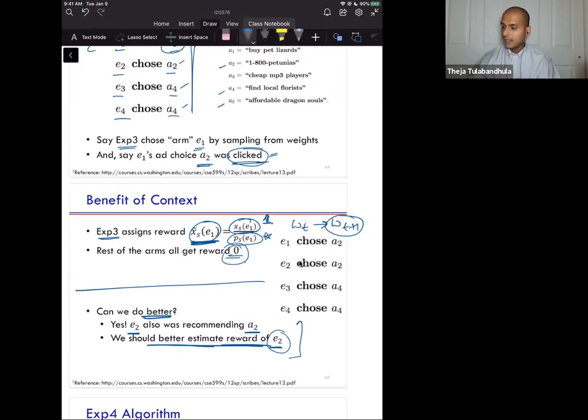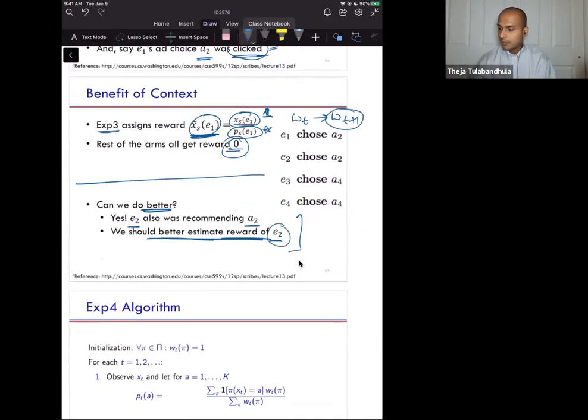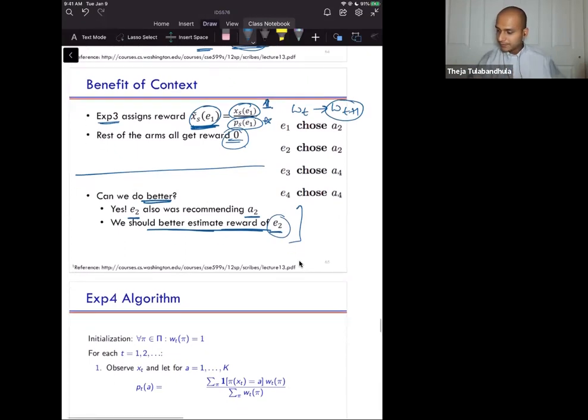Okay, so that's the benefit of context. You couldn't have done that in the multi-armed bandit setting. If you had 4 policies and you played the first policy, traditionally you would just update the performance of the first policy, because that's the only thing that was played, and for that I got a reward, so I only change the performance of that policy. But here we're saying that you can actually change the performance of other policies that you have. Okay, so that's the key idea.